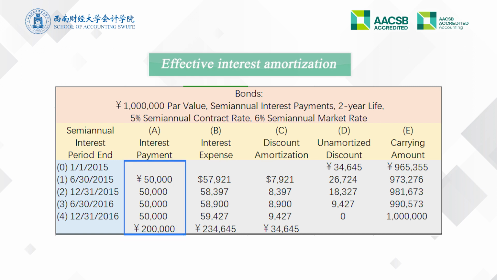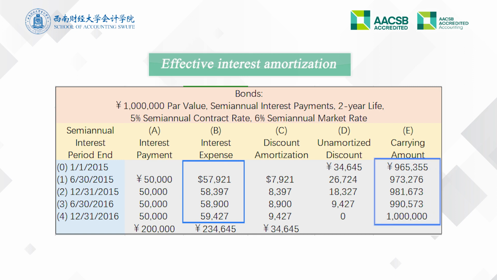As we can see, the interest payment is the same for each period because it is based on stated interest rate and principal, which are constant over the life of bonds. However, interest expenses increase across 4 semi-annual periods as the carrying amount for bonds increases from the issue price to the par value.